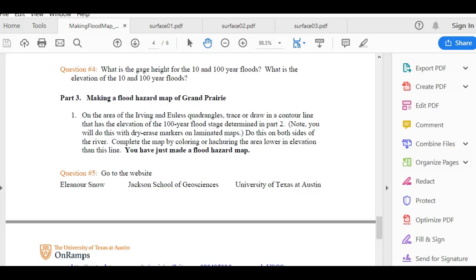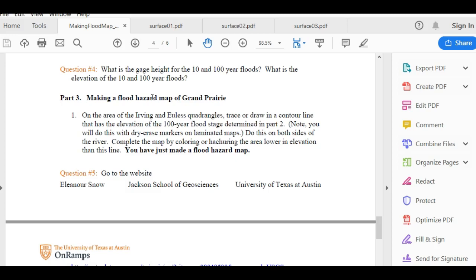All right, so this video is going to walk you through part 3 of the UT lab. By now you should have answered questions 1 through 4, and you're going to use the gauge height that you just figured out, as well as those new elevations based on the gauge height, specifically at the 100-year flood, to map a flood hazard map of Grand Prairie.